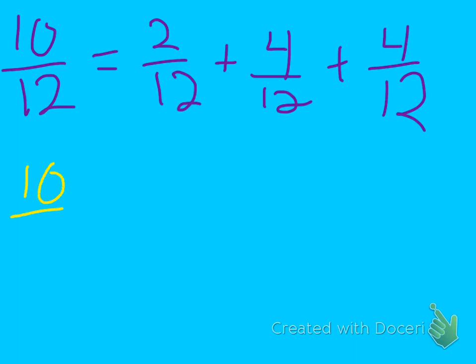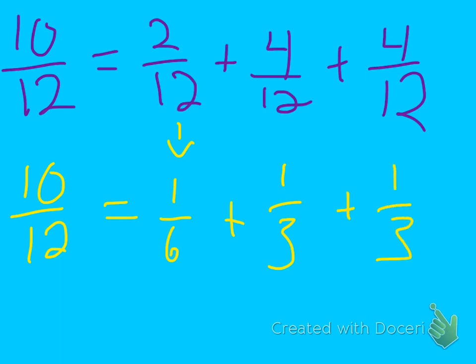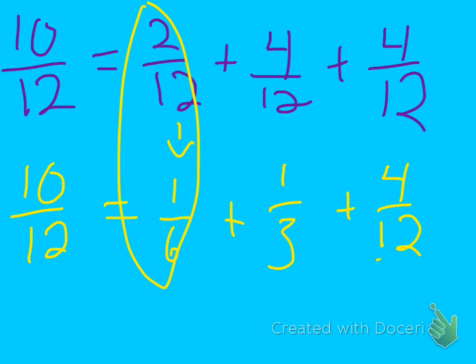But then again, I can look at other problems with different denominators that are equivalent to some of these. So 2/12, that's the same as 1/6. Those are equivalent. 4/12, that's the same as 1/3, plus 1/3 would equal 10/12. Or if I wanted to leave this one at 4/12, I could. And the reason that I know that this equals 10/12 is because I know that 1/6 and 2/12 are equivalent. And I know that 4/12 and 1/3 are equivalent.